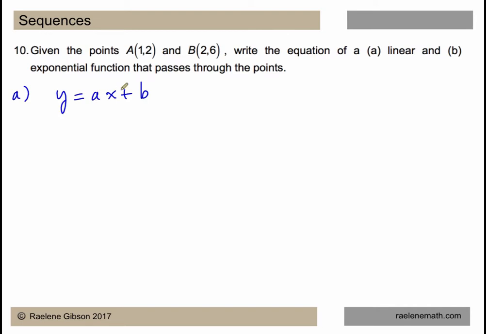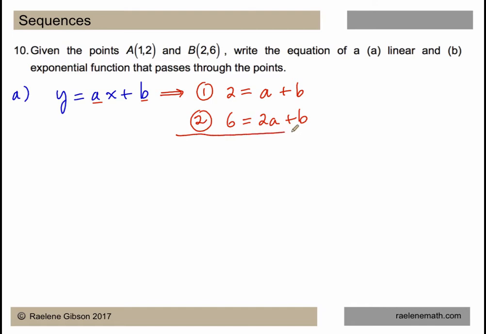So we need two equations to solve for the two unknowns a and b, and we have those from the points. So the first time through we substitute point 1, and we're going to get that 2 for y is equal to a times 1, which is a, plus b. And the second point, when we substitute, we are going to get that 6 for y is equal to 2 times a plus b.